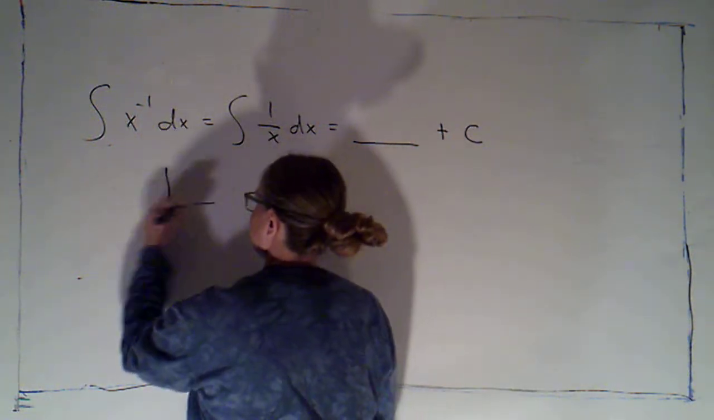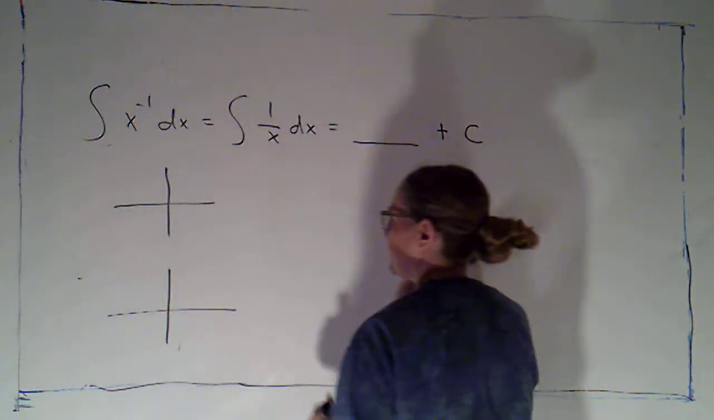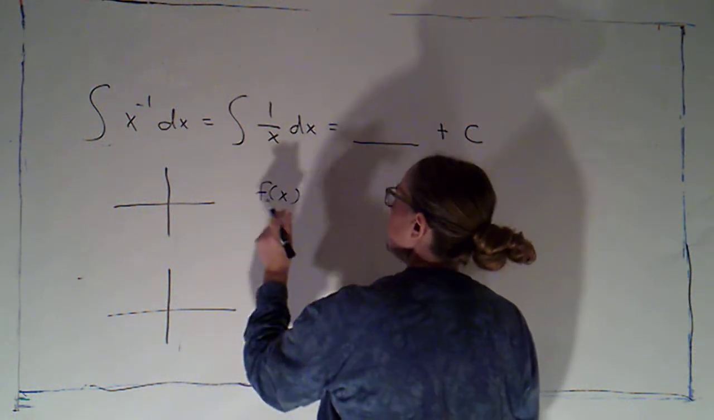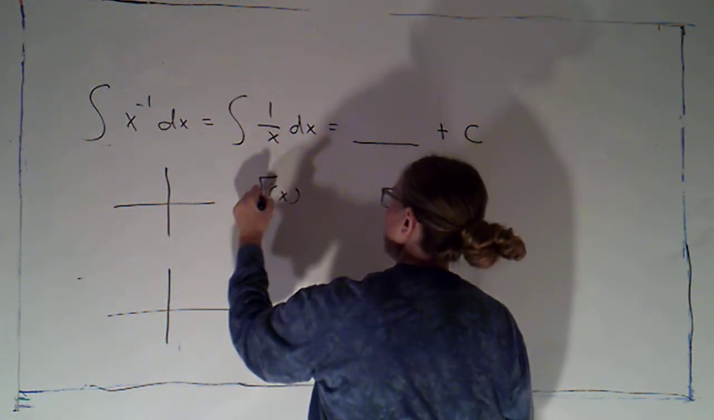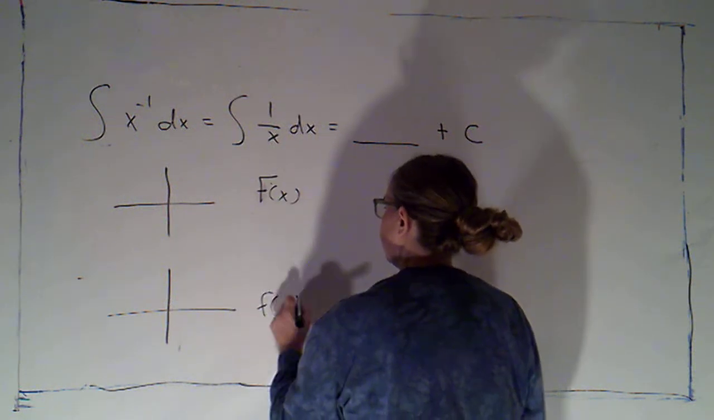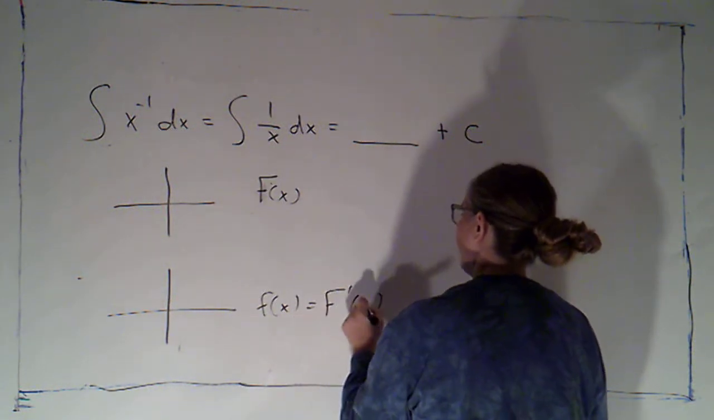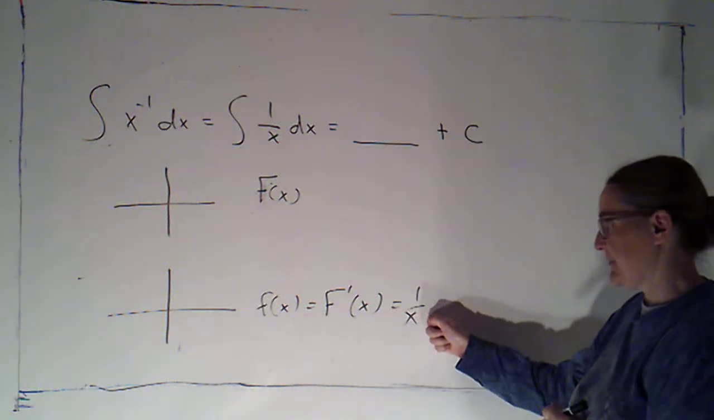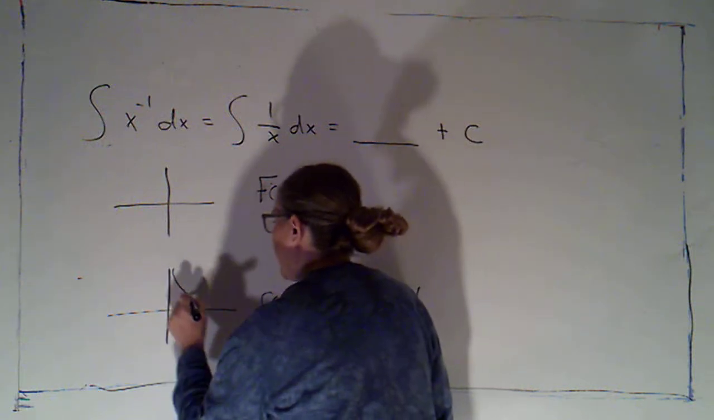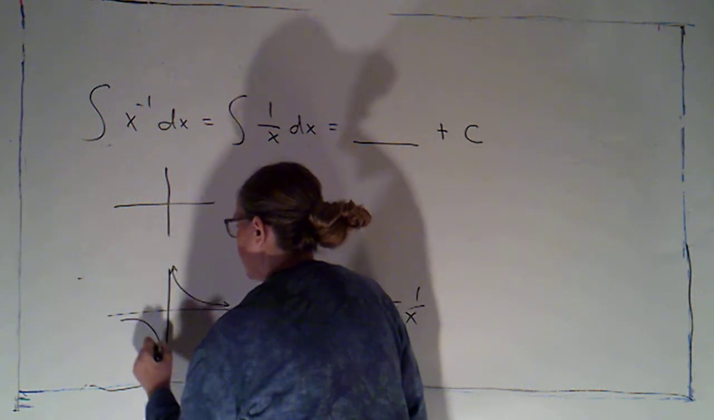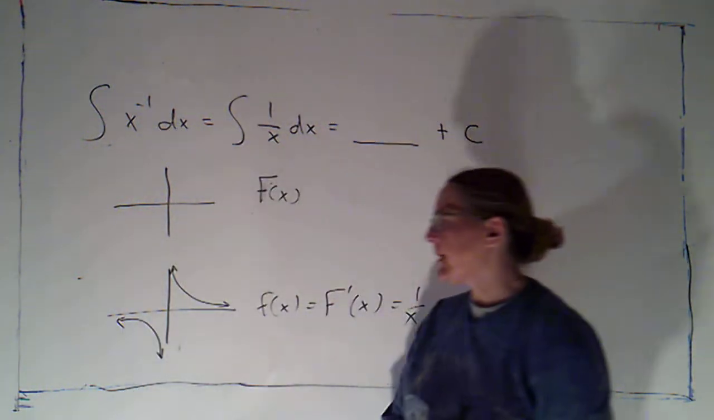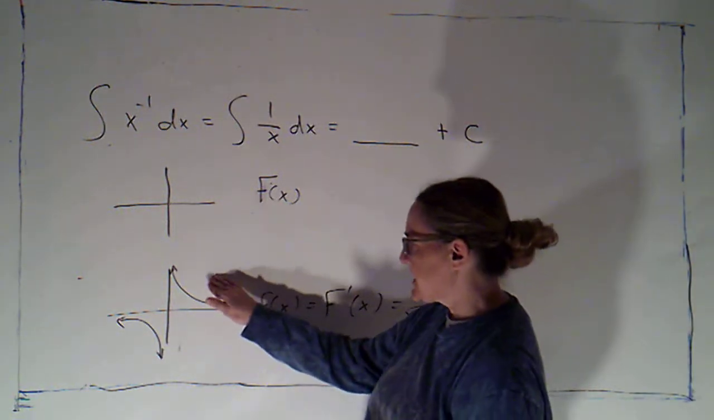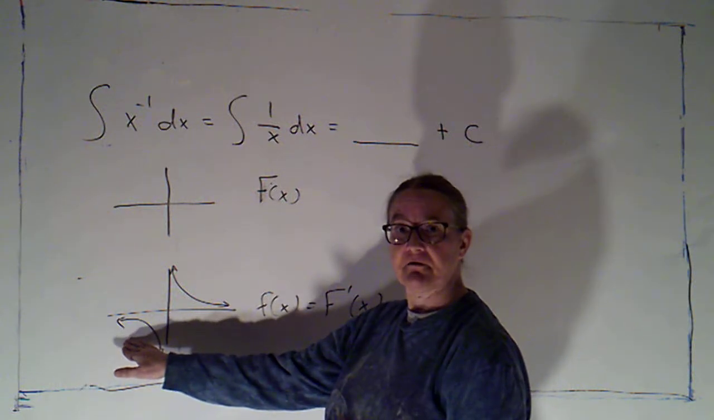I want to draw two graphs here. Let's write F of x for our antiderivative, and little f of x, which will be F prime of x, which will be 1 over x. So I'm thinking of this as the derivative of something. But if I look at 1 over x, it's defined everywhere except at 0. So it's defined whether x is positive or negative.